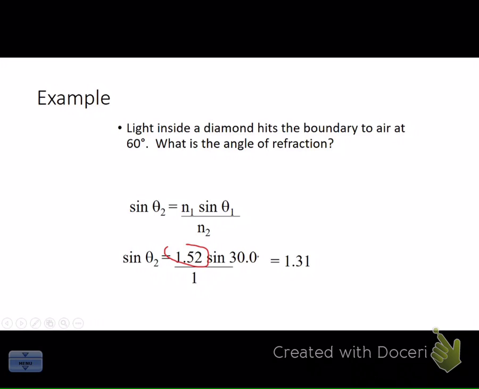So let's take the inverse sine of 1.31, and the calculator tells you it's an error. So this is a case where you have total internal reflection. If these conditions are all correct, and this were the index of refraction for diamond, and you shine it at 30 degrees, then you're not going to be able to get the ray of light exiting the diamond. You have total internal reflection.